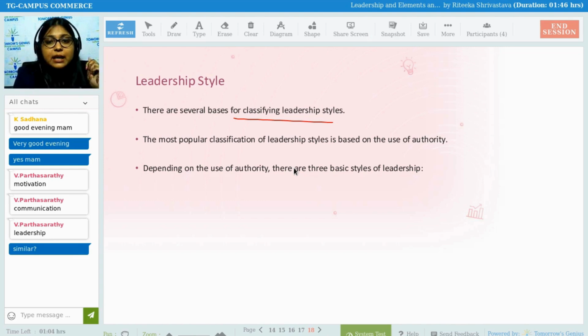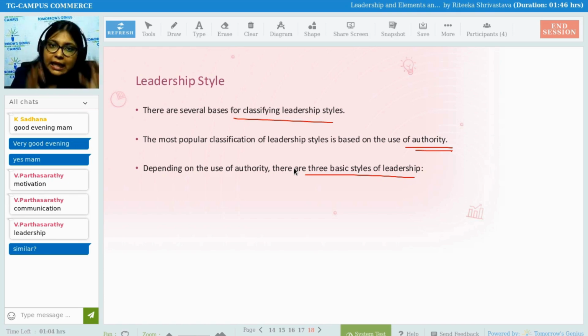The most popular classification of leadership style is based on authority. So there are different bases through which you can classify the styles of leadership. The most famous or popular style of leadership is authority. And depending on the use of authority, there are three basic styles of leadership.